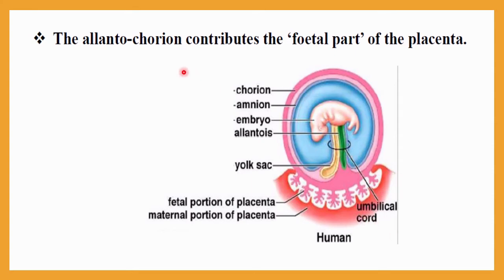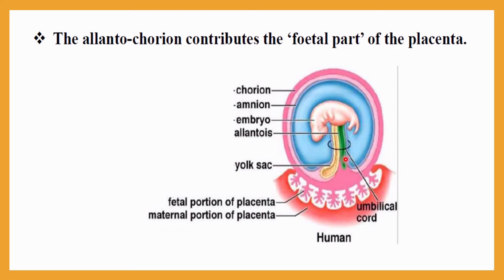So why is it written here allantochorionic contribution? This allantoic region along with the chorionic region will both be the fetal part, you can see here, and this reddish color part is the uterine wall. That is the mother part. This whole part is of a fetus.